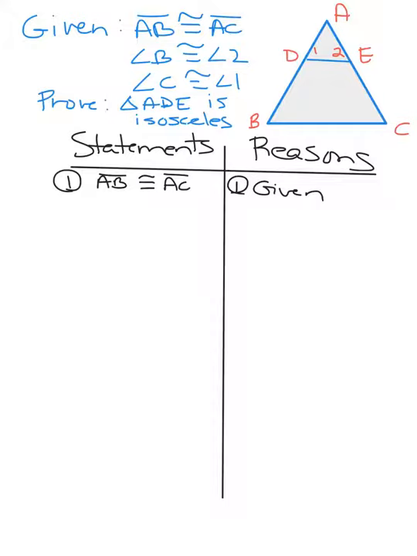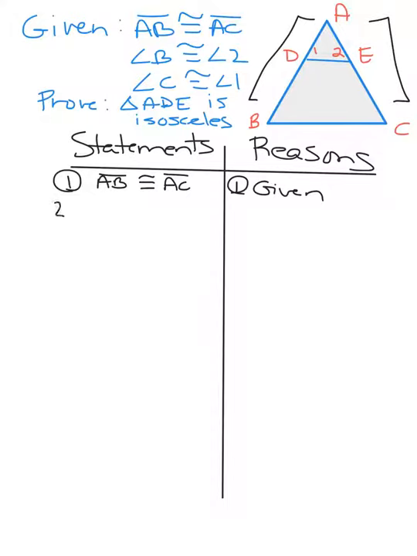So again, I need to come up with a plan. I'm either going to need to show that the base angles are congruent somehow, or the sides are congruent, the legs, and go from there. So let's start with our given. Our first given says AB is congruent to AC. I'll mark the diagram. So I have AB is congruent to AC.